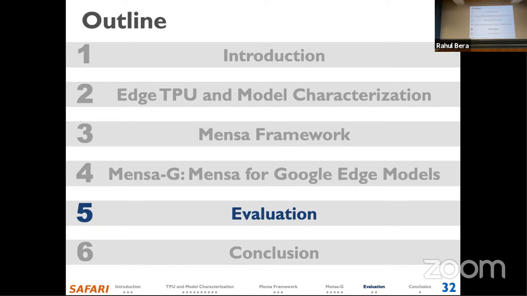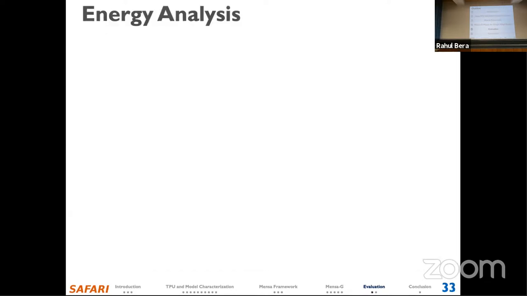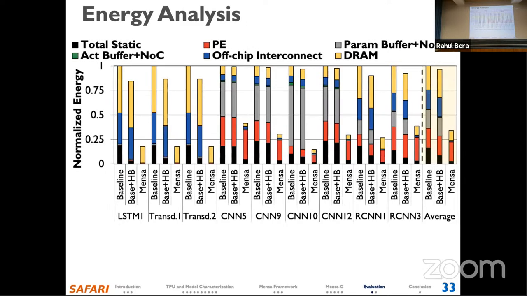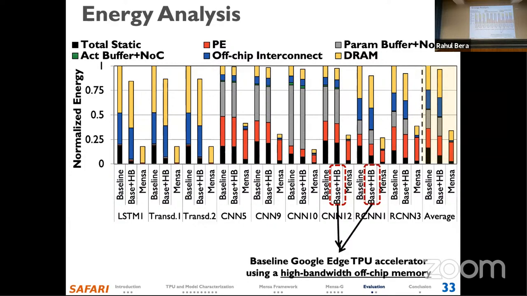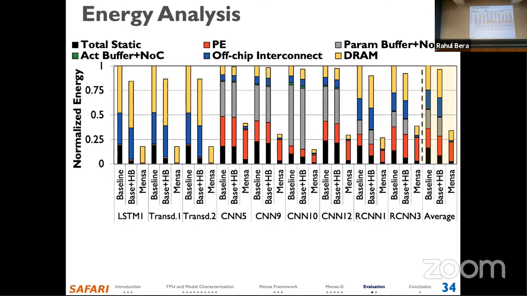Another question? Okay. So now I'm going to briefly talk about the evaluations. First, I think the main metric for edge devices is energy rather than performance, so it's the first metric that we are going to look at. Here I have the energy breakdown, normalized to the baseline accelerator, for the different elements of the system and for different layers. On the x-axis, we have the baseline Google accelerator, the baseline accelerator using a high off-chip bandwidth memory to see if that would solve some of the problems, and we also have our Mesa proposal here.